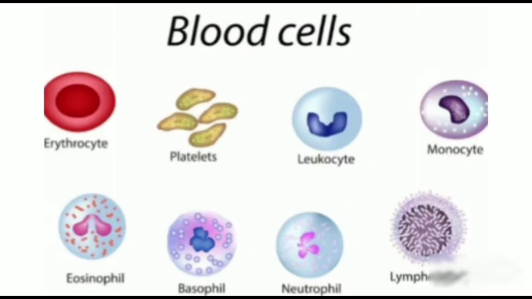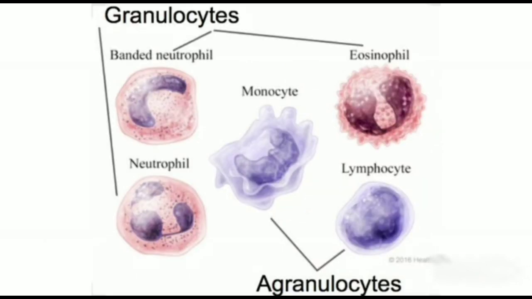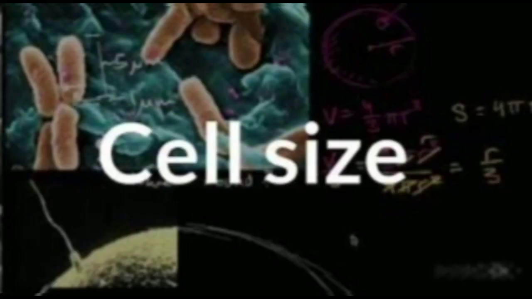Blood cells are present in blood and are divided into two types. Those are red blood cells and white blood cells. And white blood cells are divided into granulocytes and agranulocytes. Now let us discuss the next topic.